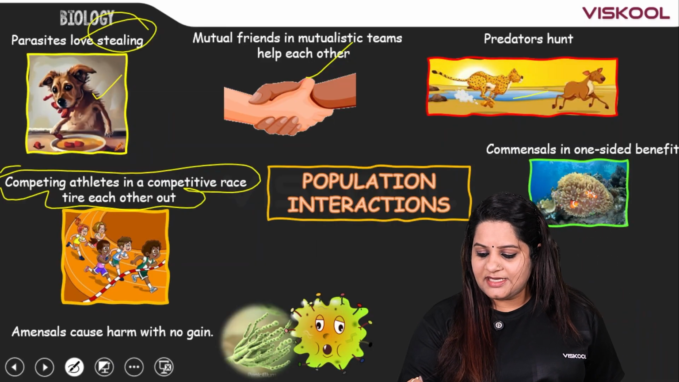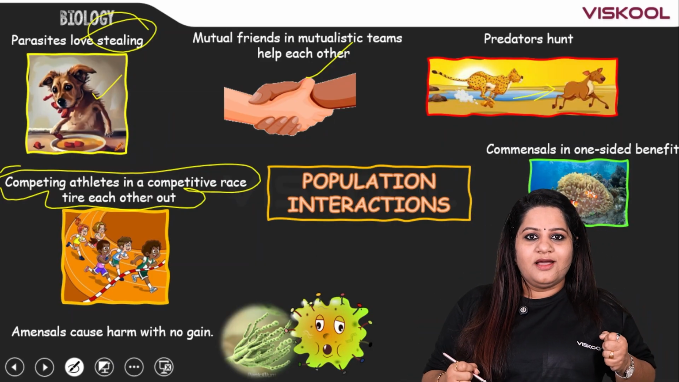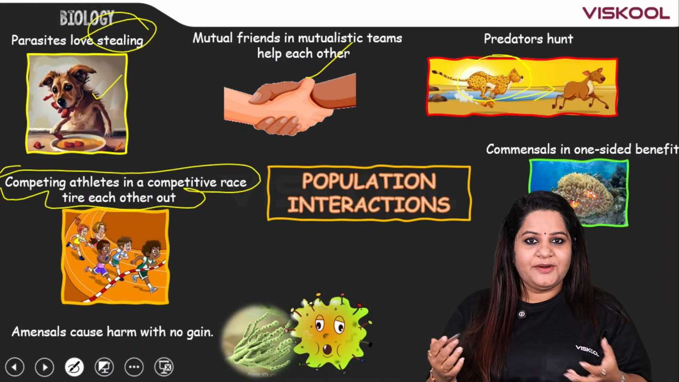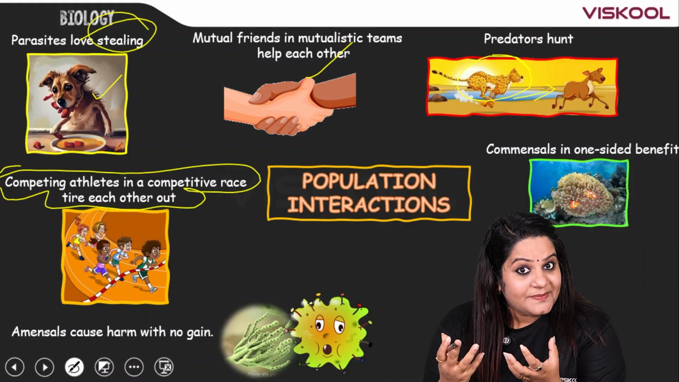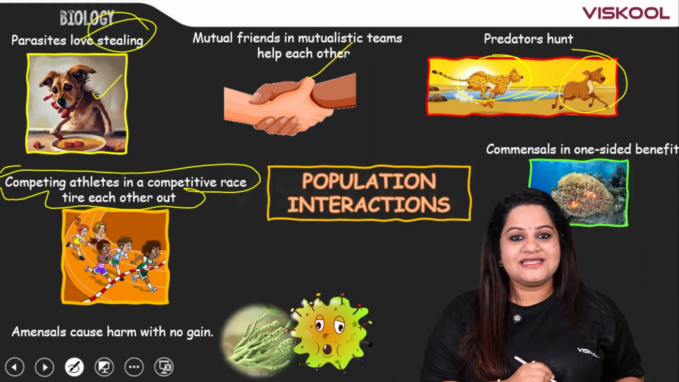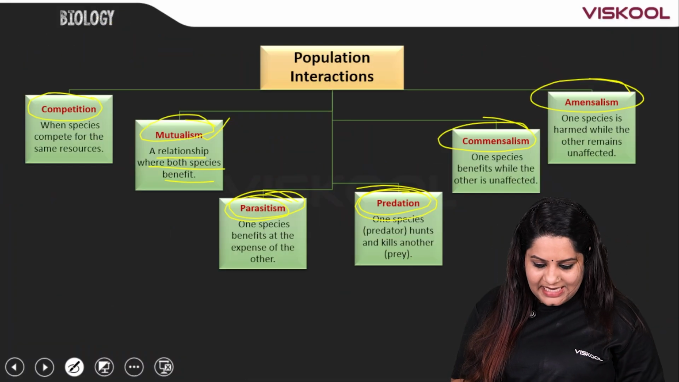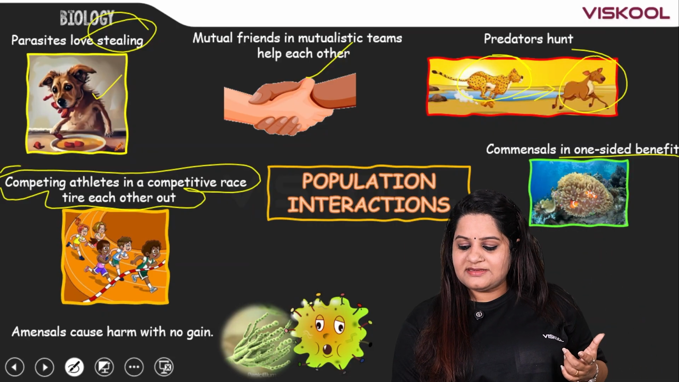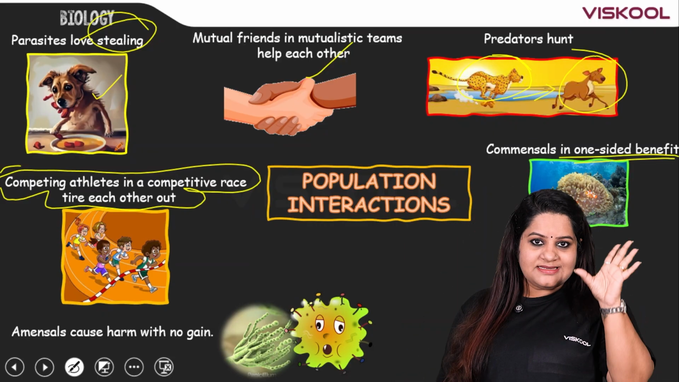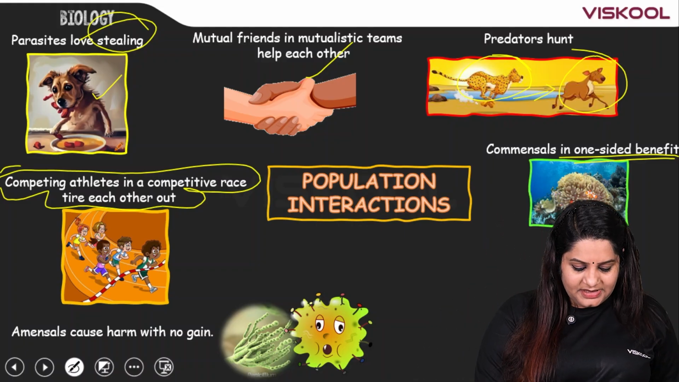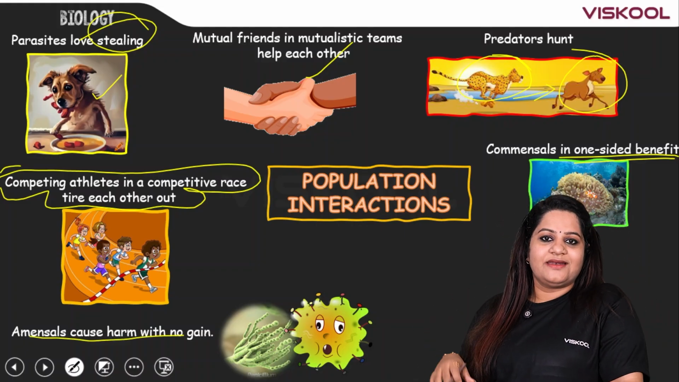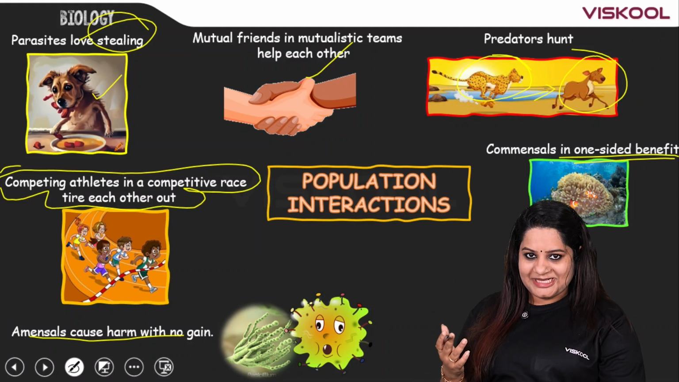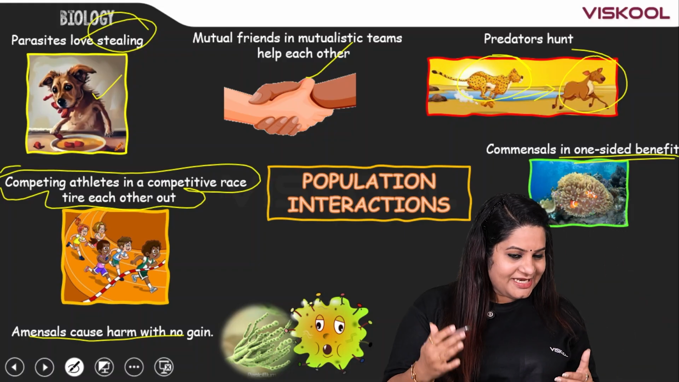Next, predation. Predation means he is chasing him for food, right? So here the leopard is the predator, and the other one is the prey. Then comes commensalism and amensalism. Commensalism means one-sided benefit, only one-sided benefit. And amensalism means causing harm without any gain. There won't be any benefit, but still they will harm others. There are many people like that, right? We will face such people in our life.